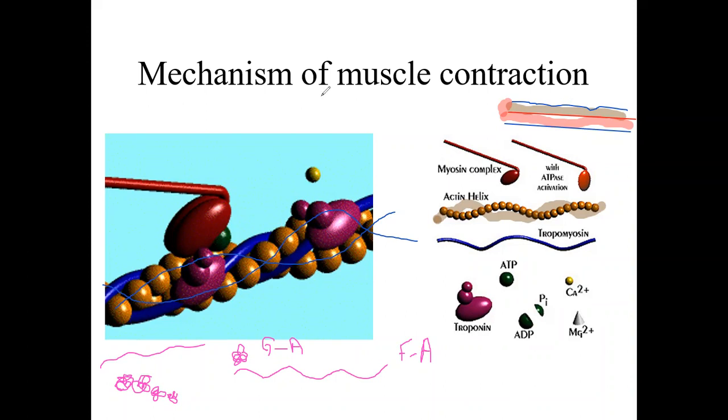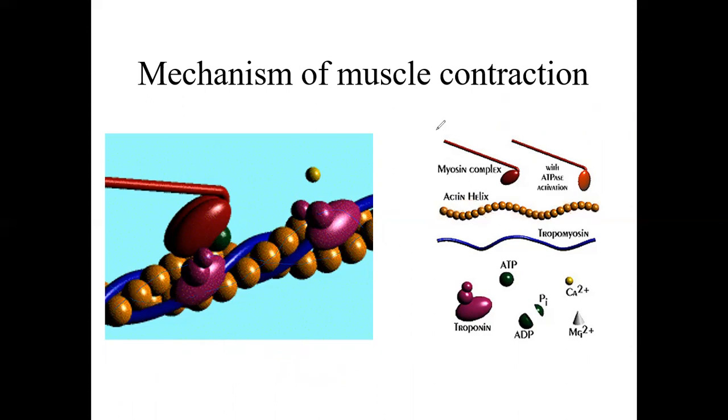Okay, so any questions so far? So far we have discussed three main proteins. We have the myosin, actin. Actin is globular and filamentous, and then we have tropomyosin. Those are the main proteins. Now for the mechanism of contraction, you see that we also need ATP, calcium, and magnesium. We are going to see what they do later.